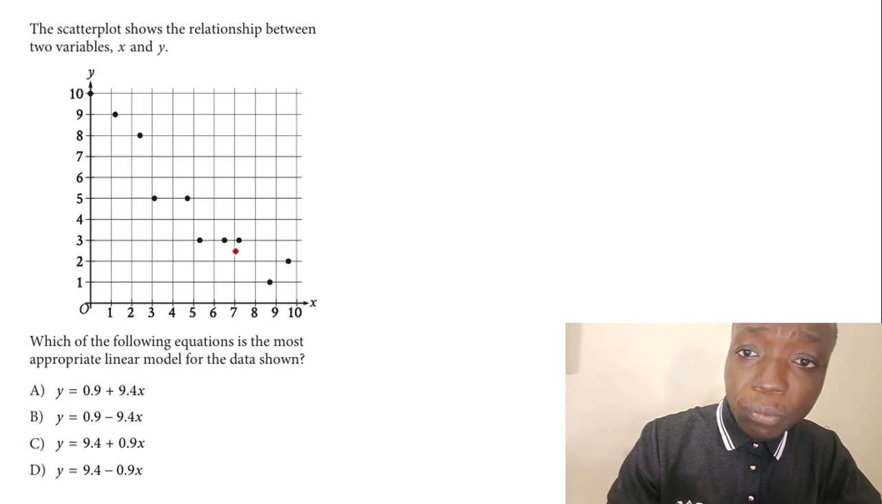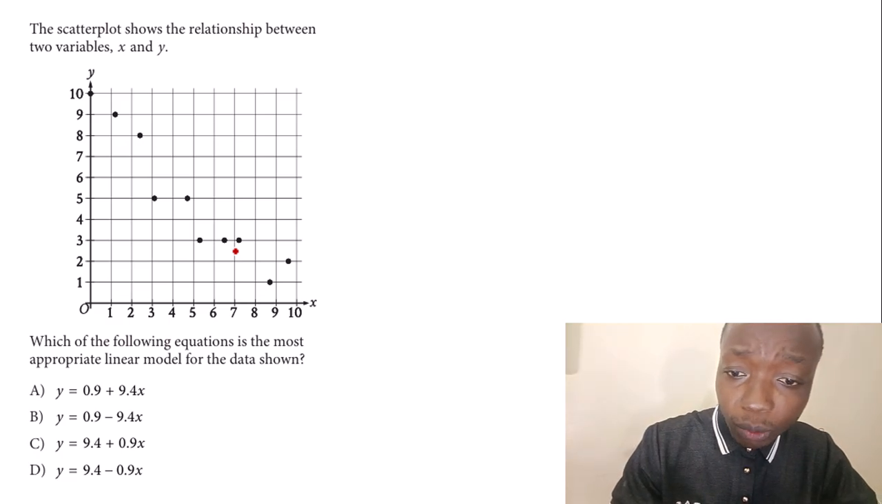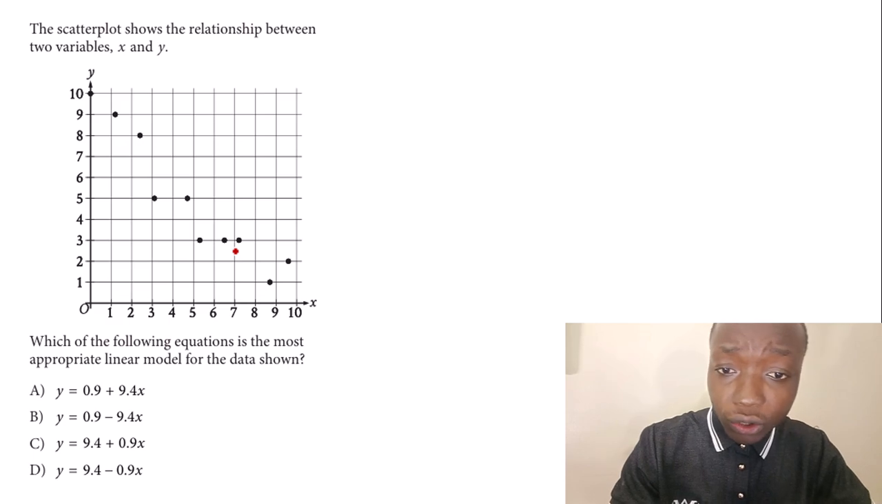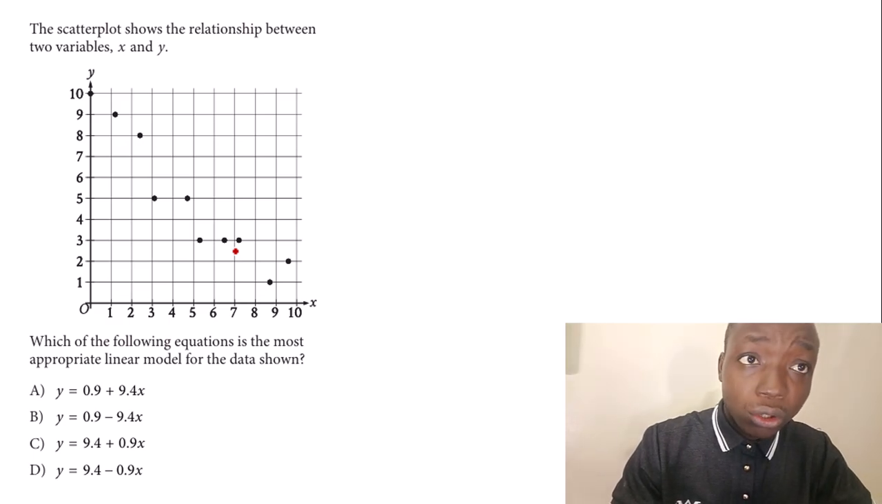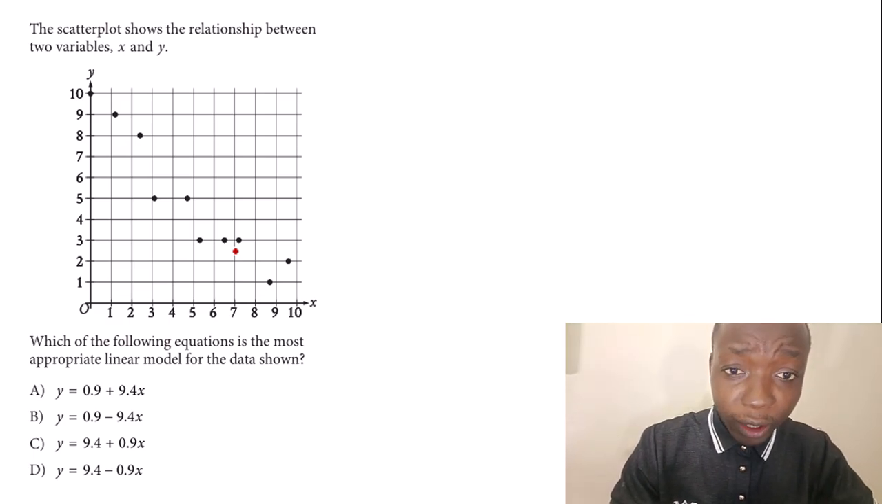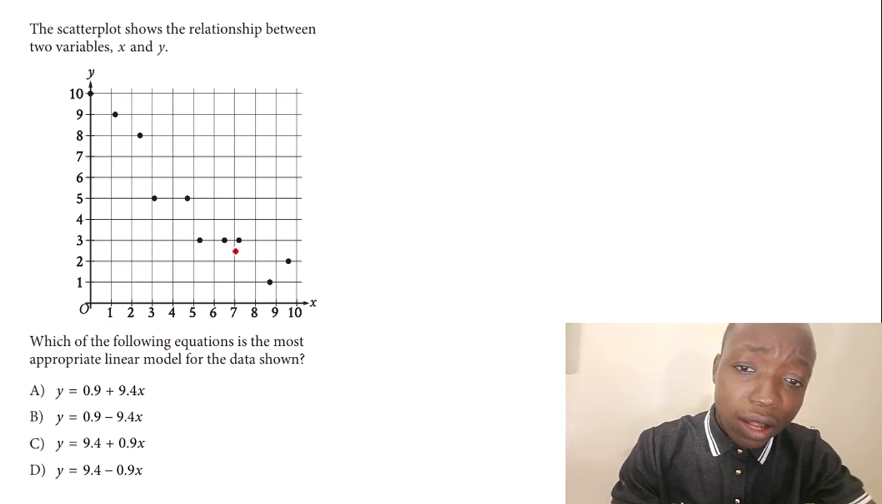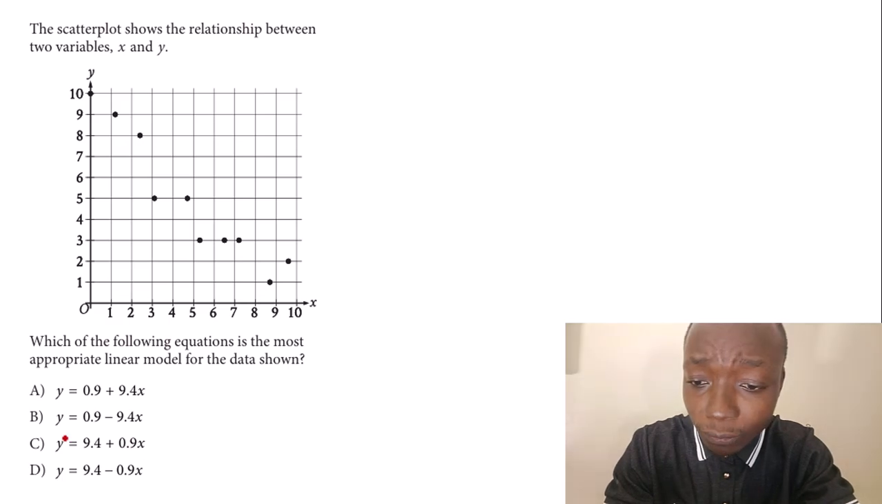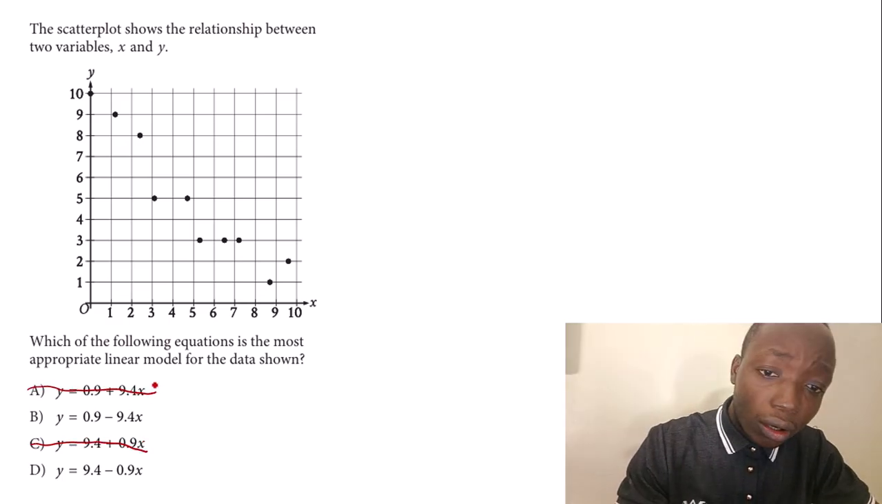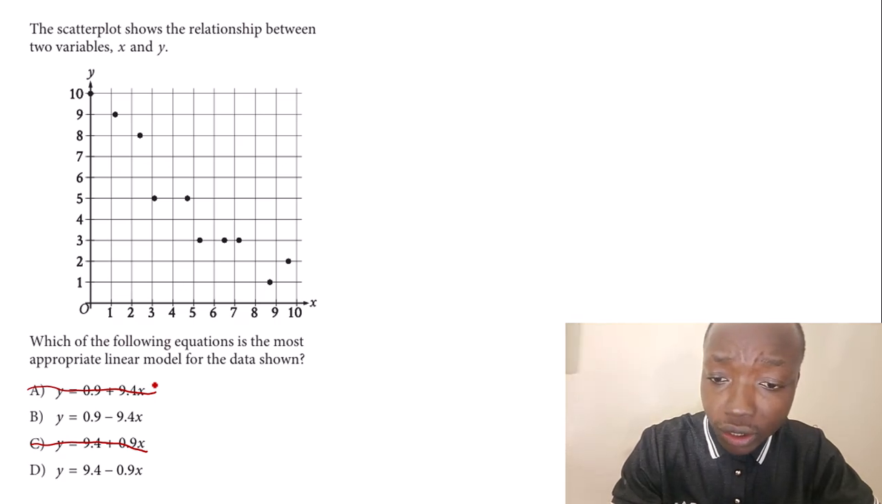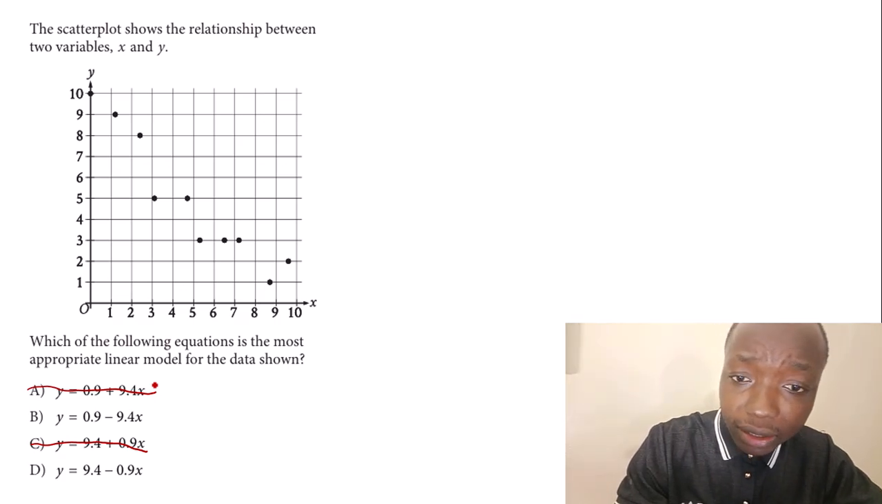Next question. The scatter plot shows this relationship. We want to find the equation that matches the scatter plot. So one thing you need to do is to understand the nature of your graphs. Okay, very important concept. Understand the nature of your graphs. So this graph has a negative slope. So any equation that has a positive slope is automatically out of the answer choices we have. So we have option B and D left now.